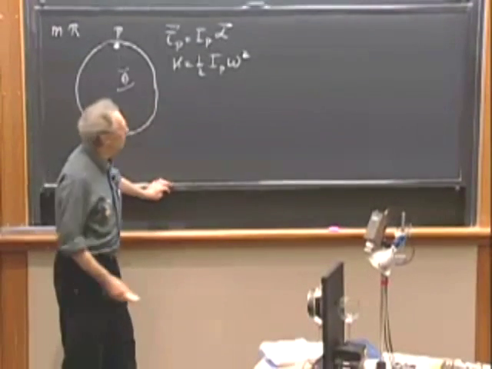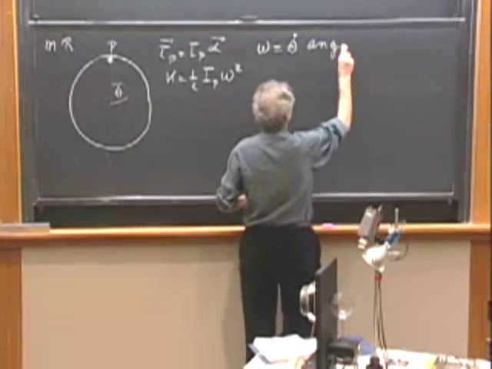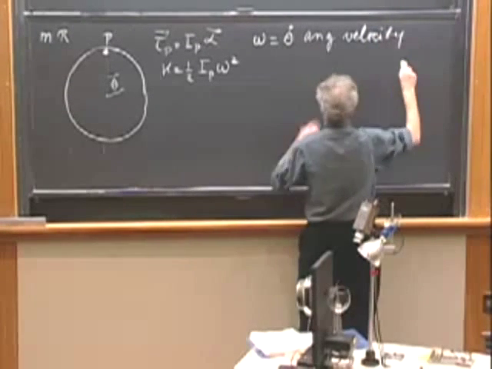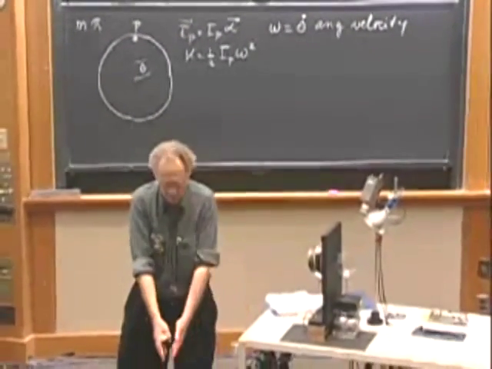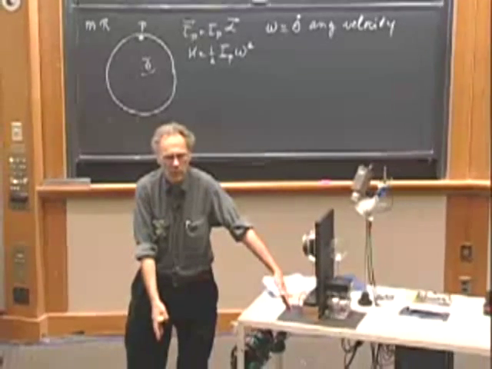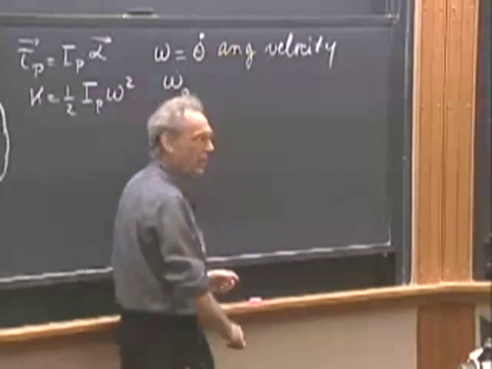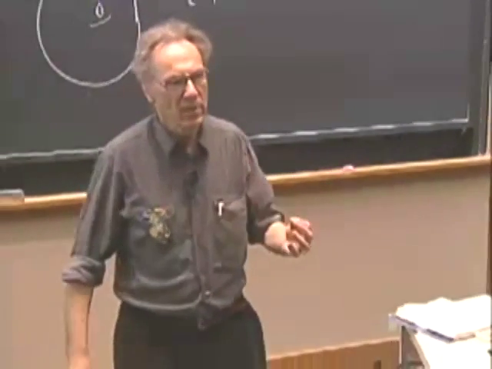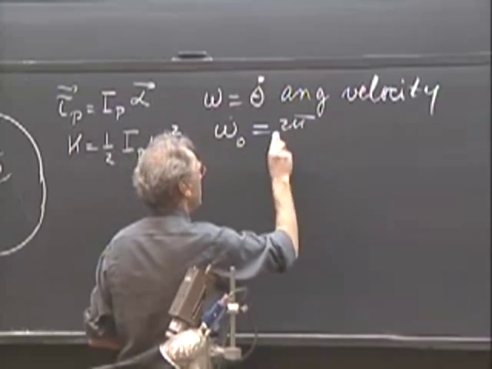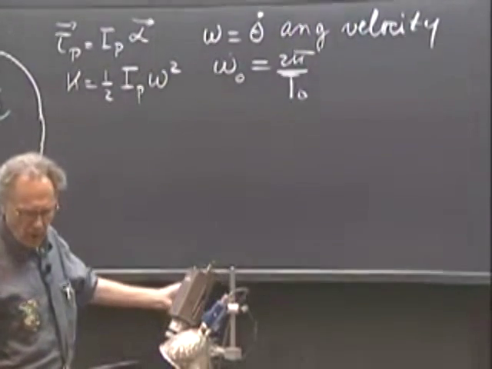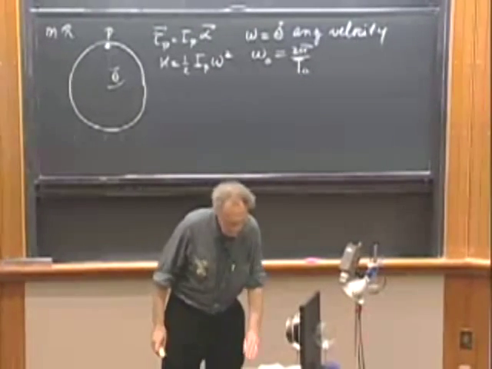You remember that from 801. And this omega is theta dot. We call that the angular velocity. This angular velocity changes with time. When the object goes through equilibrium, the angular velocity is a maximum, and when the object comes to a halt, the angular velocity is 0. Do not confuse this omega with omega 0. I will give that a 0 now to distinguish it from omega, which is the angular frequency. The angular frequency is a constant of the motion, and that is 2 pi divided by T0, if T0 is the period of oscillation. So this is the kinetic energy, and this is the square of the angular velocity.